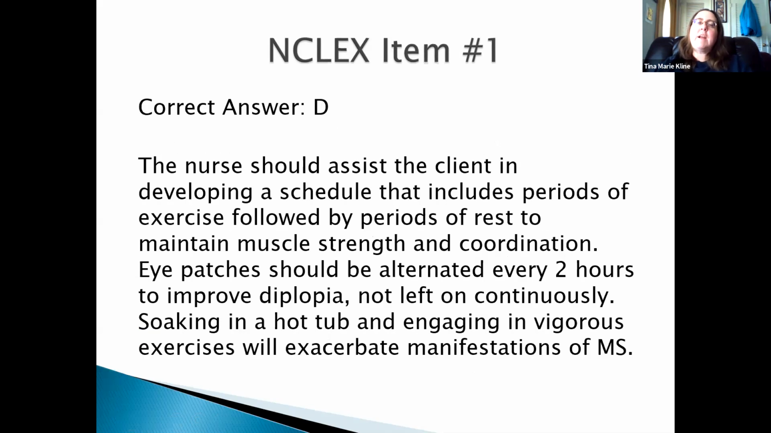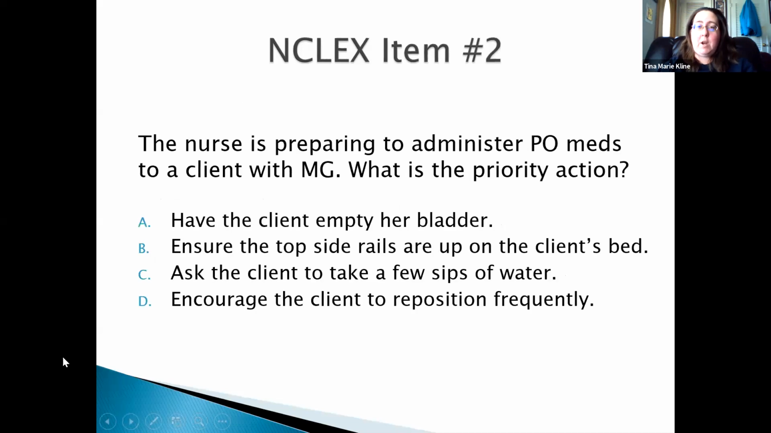Okay, so things that are important with your MS patient, just like your myasthenia gravis, you want to have rest periods throughout the day, but you also want to maintain muscle strength and coordination. The eye patches I mentioned before, we used to use them more with MS and we don't really anymore. If they are still using them, they have to be alternated. But again, that's not something typically we're using as much anymore. As I mentioned, soaking in the hot tub, vigorous exercises, we're going to cause that flare up. So that's definitely not something we want to be doing.